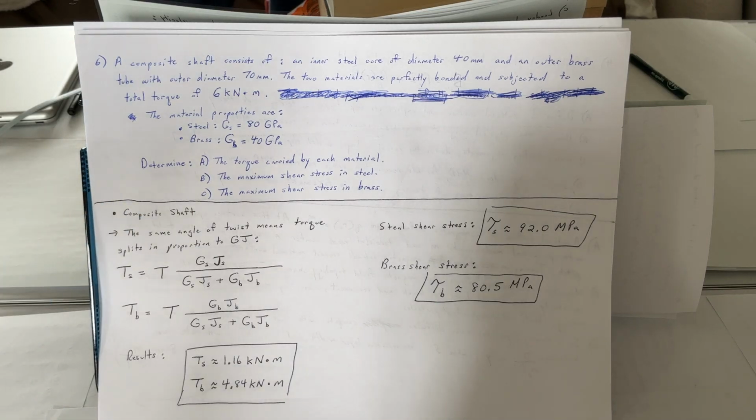So, composite shaft problem. What we could say is the same angle of twist means the torque splits in proportion to GJ.